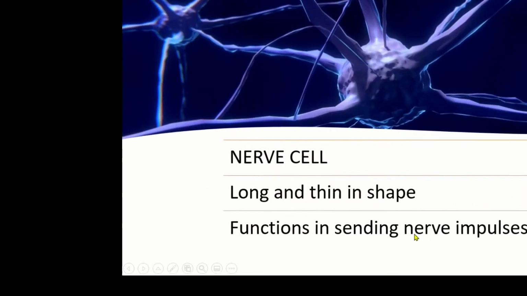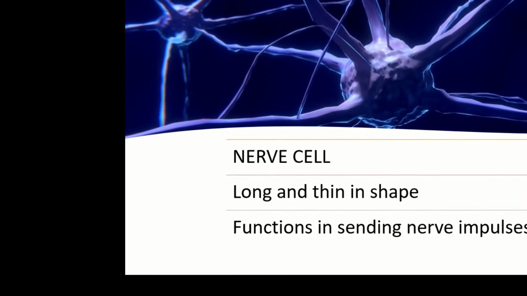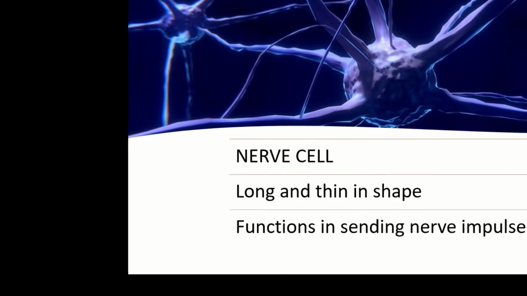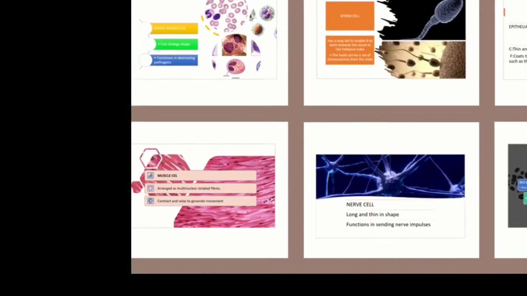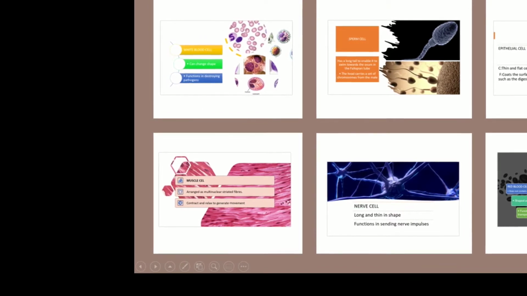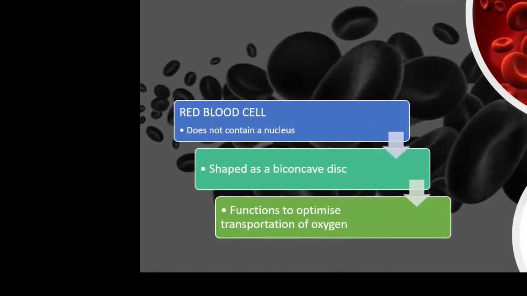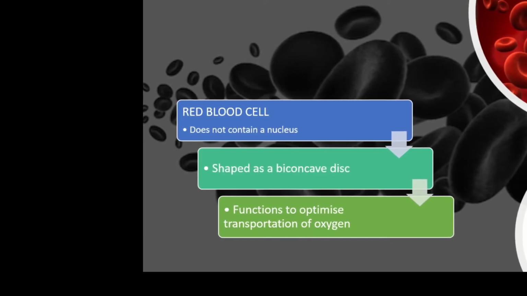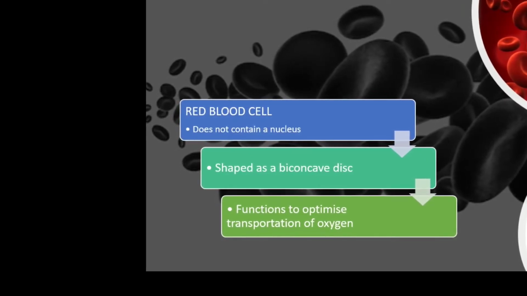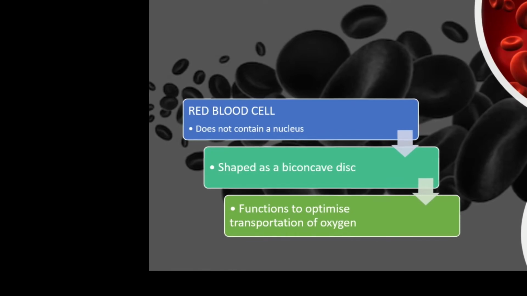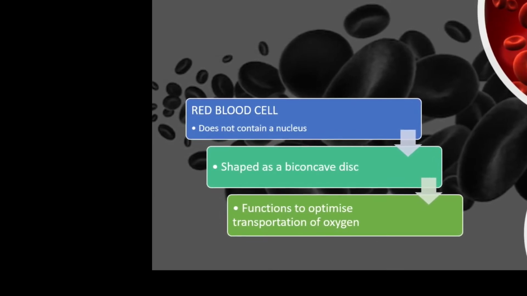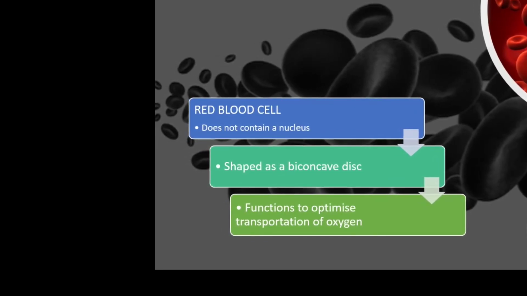Nerve cells are long and thin in shape. The function is to send nerve impulses. Last but not least is the red blood cell. The characteristic of the red blood cell is that it does not contain a nucleus. The shape is a biconcave disc, and the function is to optimize the transportation of oxygen.